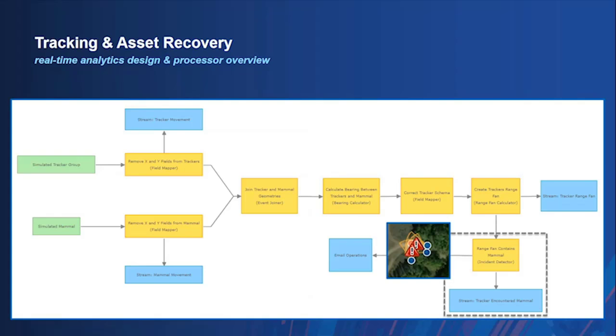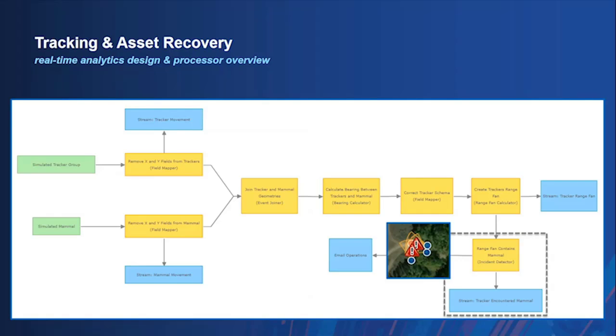The last component, or second to last, I should say, of this service involves an incident detector. And this isn't so much important for the purposes of the new processors, but it helps to explain the role of the range fan in this workflow. So as the range fan, or that polygon, intersects with the asset, we're able to generate an incident and display that on the web map. That's how we see these red exclamation marks.